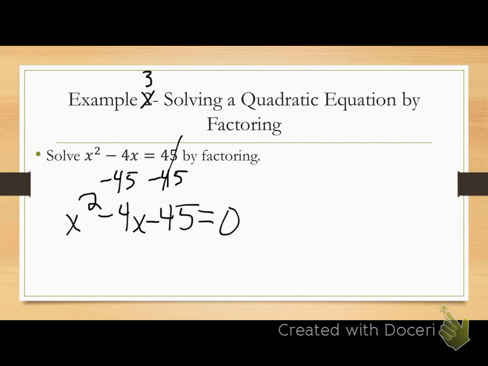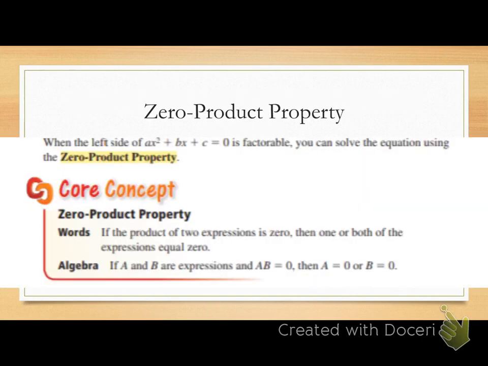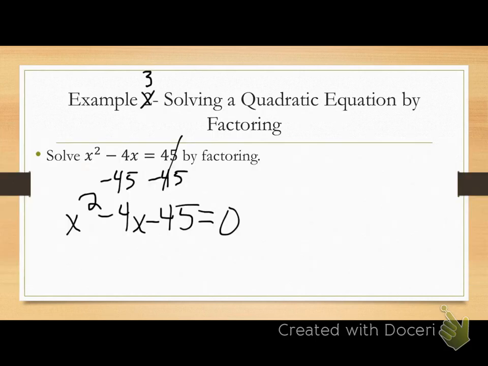Now is this in the form ax squared plus bx plus c equals 0? Yes, it is. My a value is 1, my b value is negative 4, my c value is negative 45, and it equals 0. So this is in this form. But that's not all I have to do. Now we factor it, like we've done before.